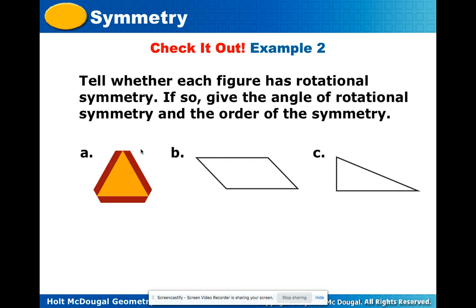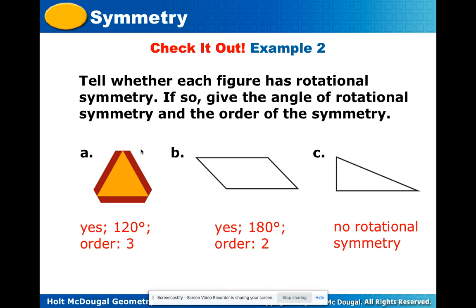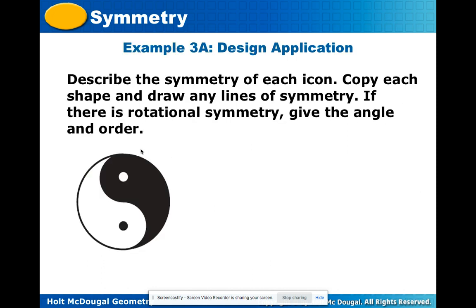A also has rotational symmetry. We could rotate that 120 degrees 3 times. B does, in fact, have rotational symmetry. We could rotate that 180 degrees for an order of 2. And C does not have rotational symmetry. We can't rotate that until it goes 360 degrees, so no rotational symmetry.